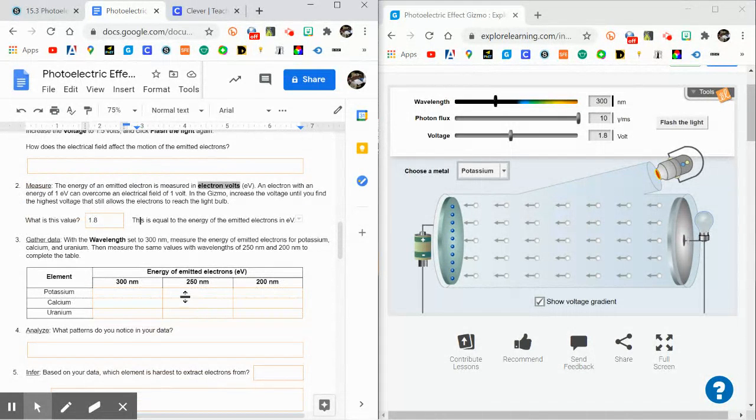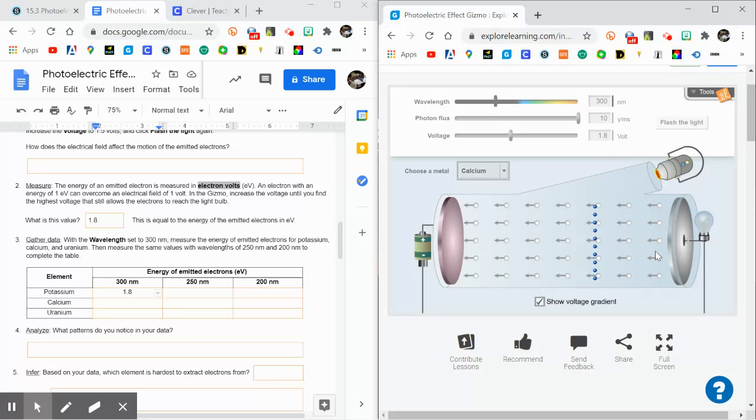Okay. All right. And this is the same answer, 1.8, for 300 nanometers. And now let's do calcium. Let's leave it at 1.8 and see if it has the same amount. And it doesn't. Okay, so let's go ahead and decrease it to 1.6. Okay, 1.6. No, that's not gonna do it. How about 1.4?